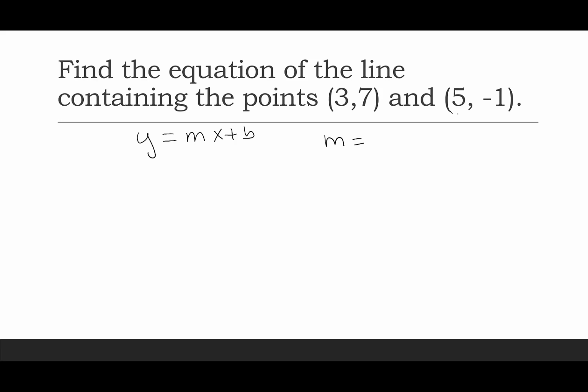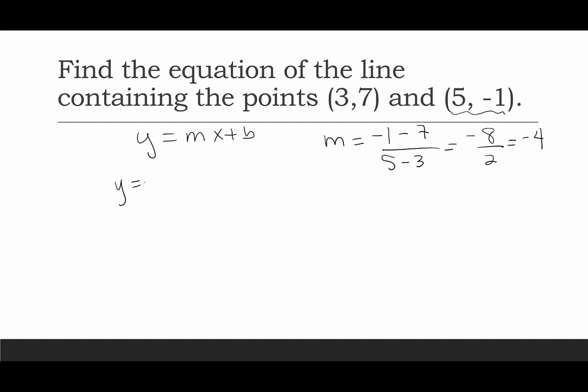So we're going to start with the (5, -1). I have -1 minus 7 over 5 minus 3. In the numerator, -1 minus 7 is -8. In the denominator, 5 minus 3 is 2. My slope is -4.